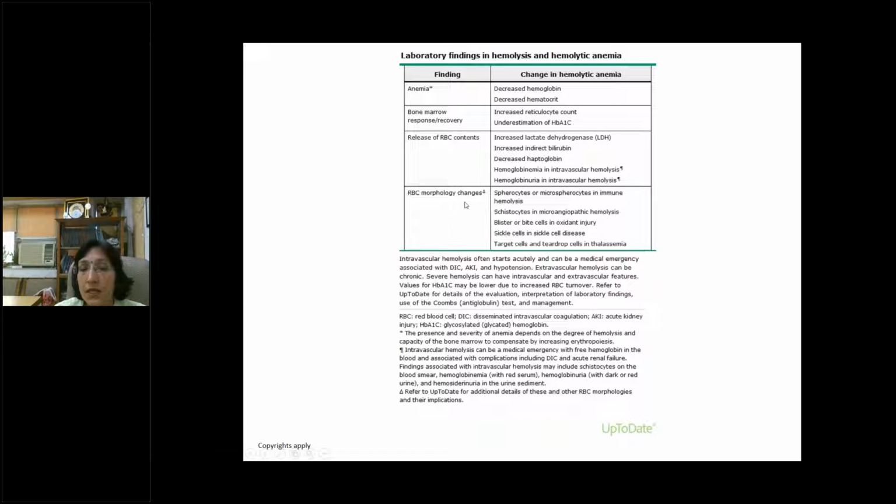And then there will be changes in the RBC morphology because of the increased production by the bone marrow. If there is a release of hemoglobin into the blood, it will lead to a decreased hematocrit. If the bone marrow is making more and more RBCs, it will lead to an increased reticulocyte count in the body.